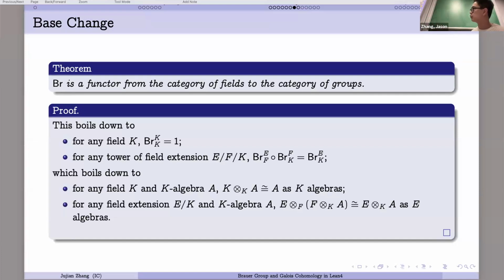So this just boils down to proving that the extension from K to K is the identity, and that base change composes. Which again boils down to K tensor A is just A, and E tensor F tensor A is just E tensor K tensor A. The tensor product absorbs.